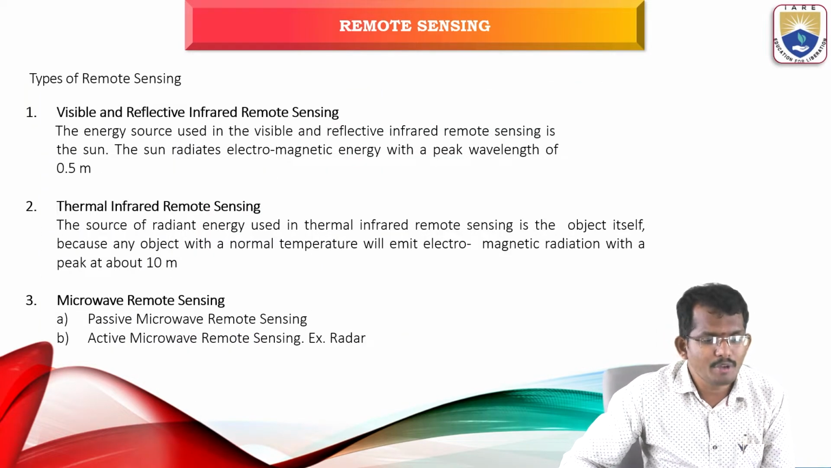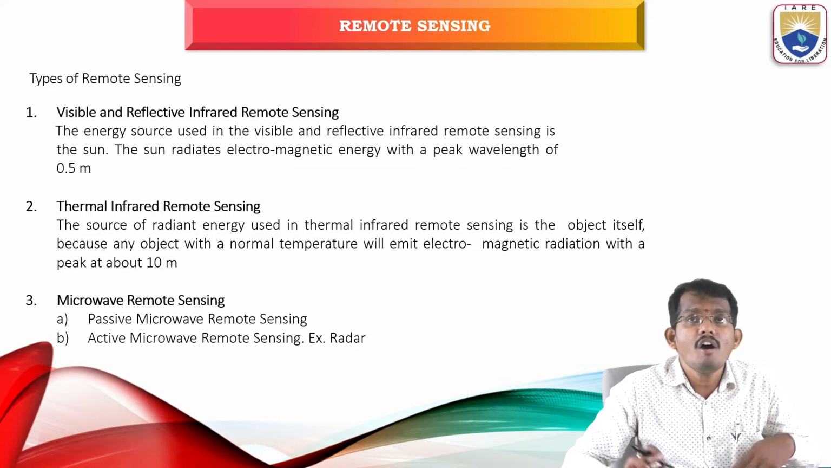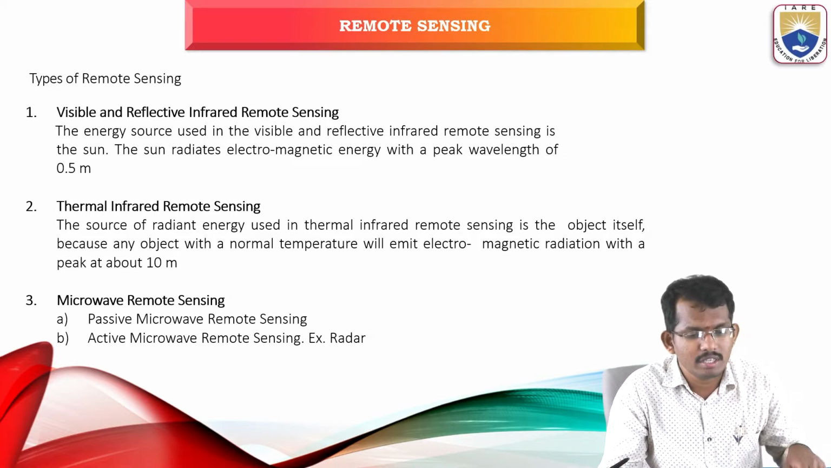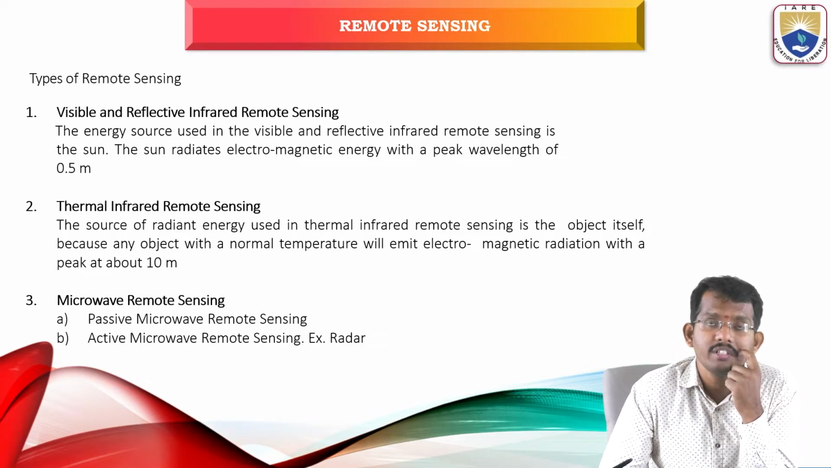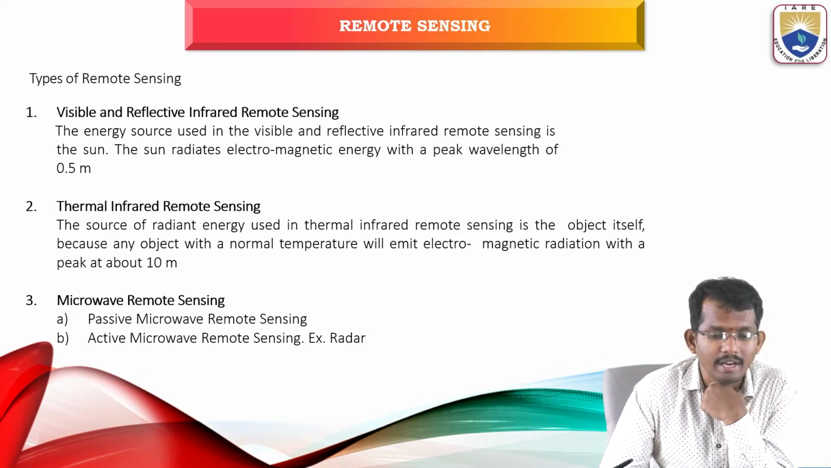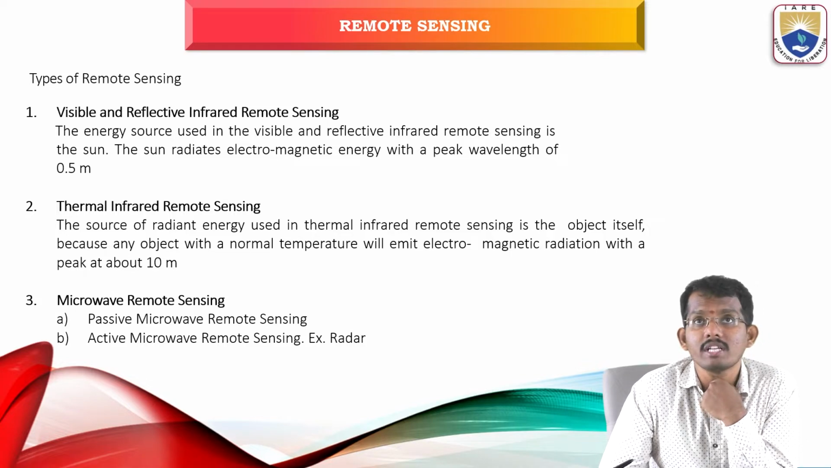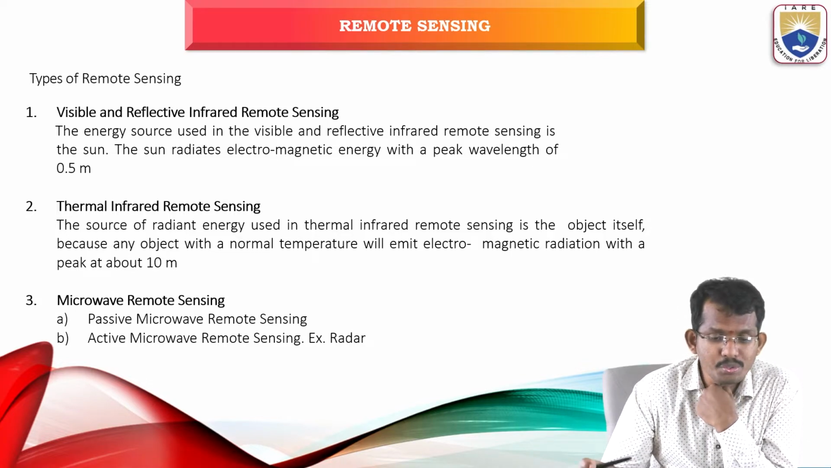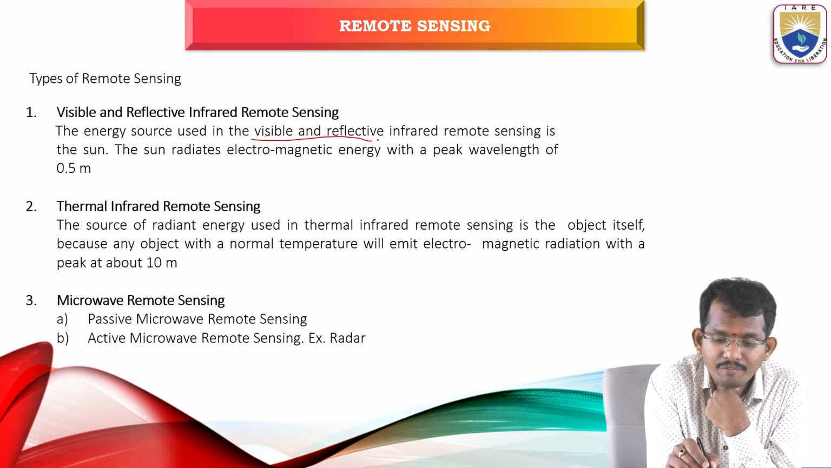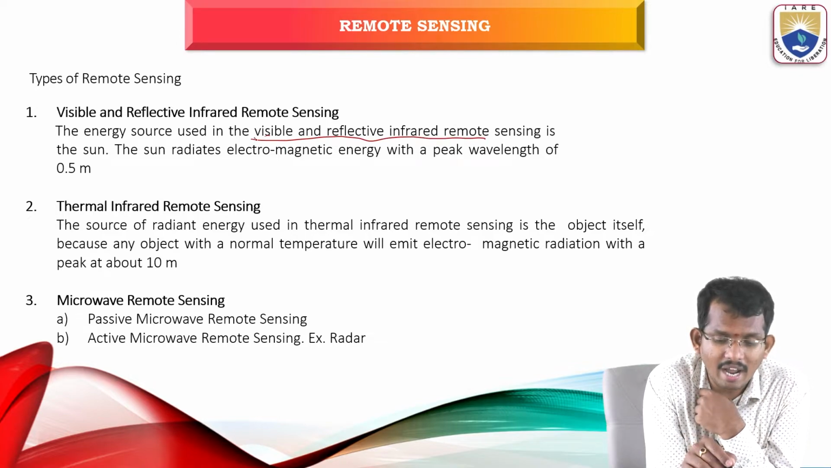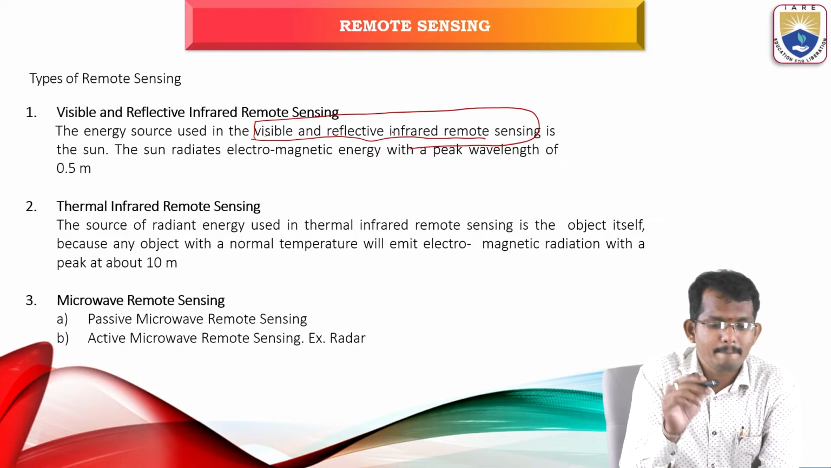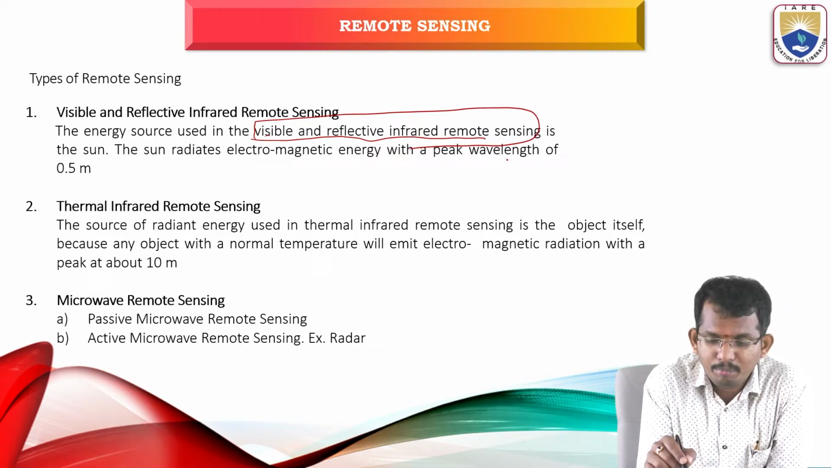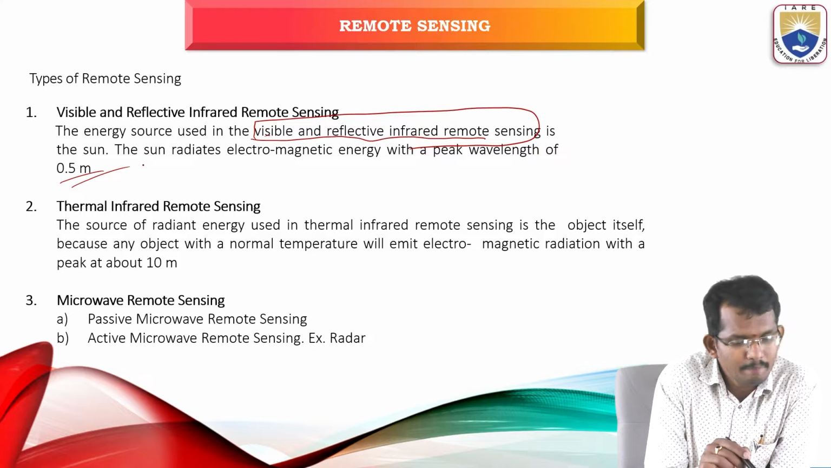Now, types of remote sensing. So we are aware of active remote sensing and passive remote sensing. Apart from these two, there are some other types of remote sensing also. That is visible and reflective infrared remote sensing. The energy source used in visible and reflected infrared remote sensing is the sun. The sun radiates electromagnetic radiation with a peak wavelength of 0.5 micrometers.